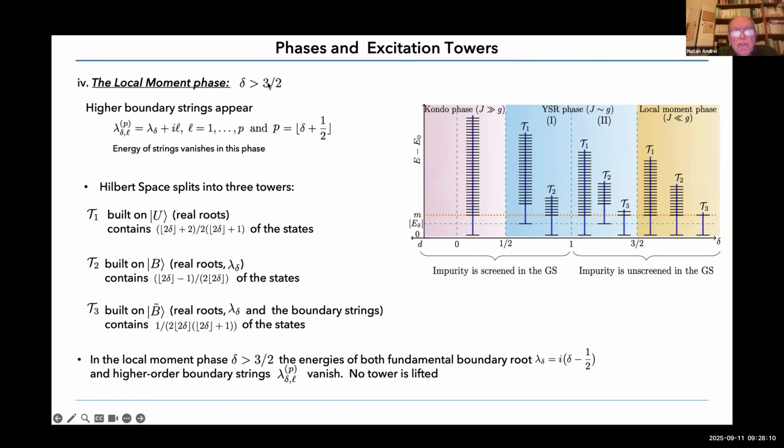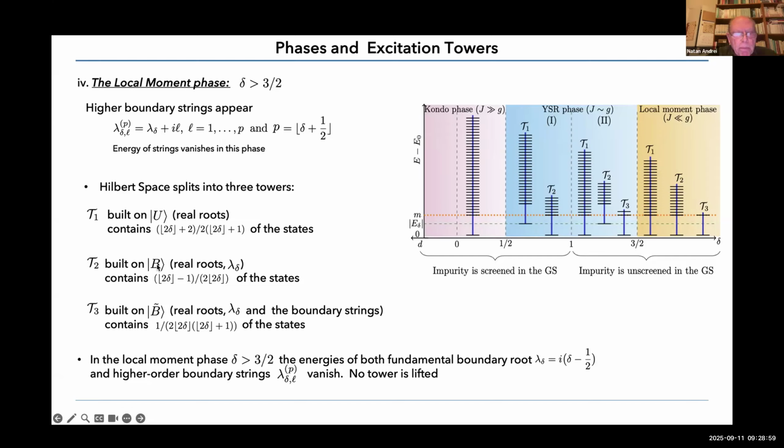Then when delta is larger than 3/2, namely the interaction in the wire is stronger than the Kondo, again higher boundary strings appear. Hilbert space splits into three towers, similarly to what I described before. T1 is built on U, only real roots. It contains a fraction of the states. This is a floor function which takes the lower integer part of 2 delta. So I have floor 2 delta plus 1 over 2 times floor 2 delta plus 1 of the states.